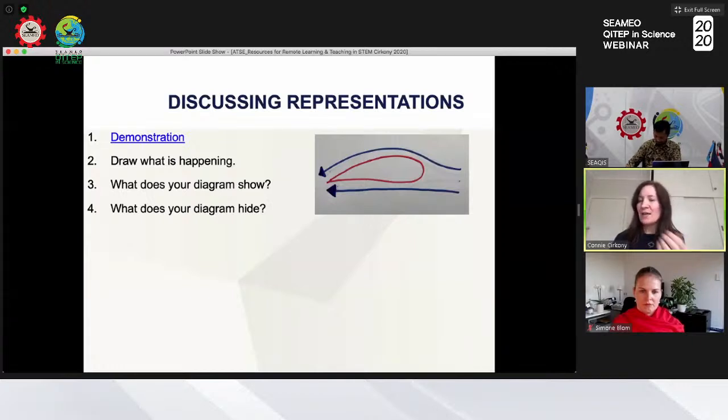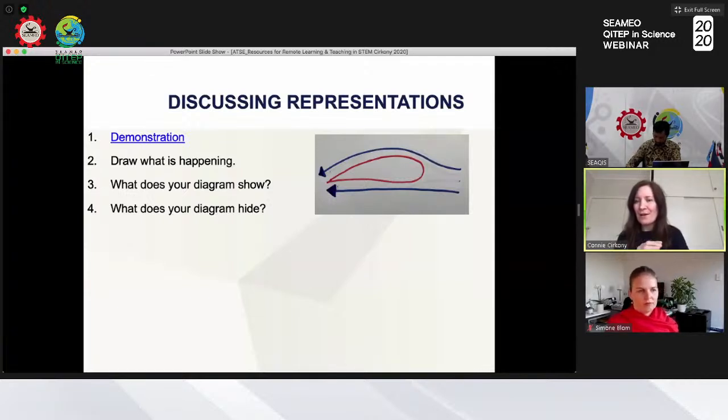And then another question is, well, what does this diagram not show? What does it hide? So you think about, well, that demonstration, that video we did, it actually shows the motion. So the diagram shows the arrows, but the video or the real life demonstration actually shows the motion, right? So you get a sense that when you do that, students start thinking about, oh, okay, this concept is not just a static thing.